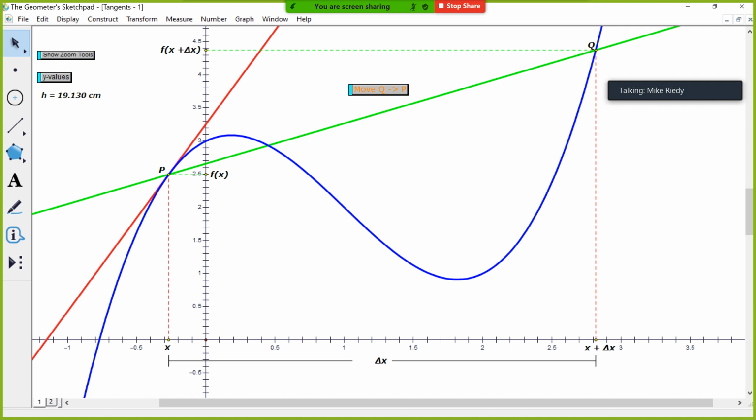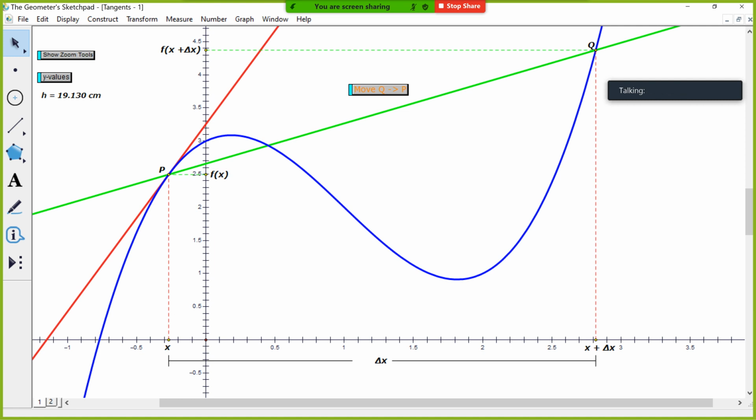And then where is Q's y value? Well, the y value would be the y value of Q's x point. So Q's x point is x plus delta x. Therefore, its y value would be f of x plus delta x. Let me stop and take a breather. Is everybody with me so far?